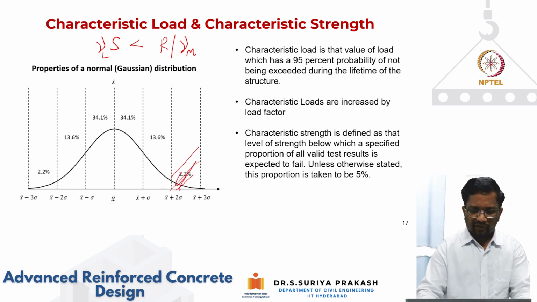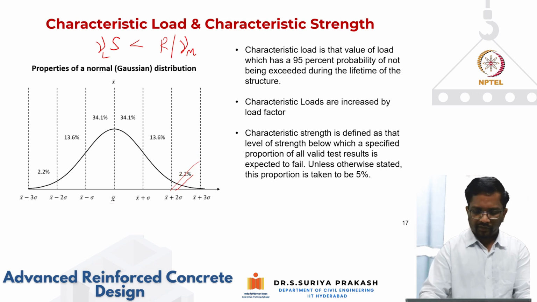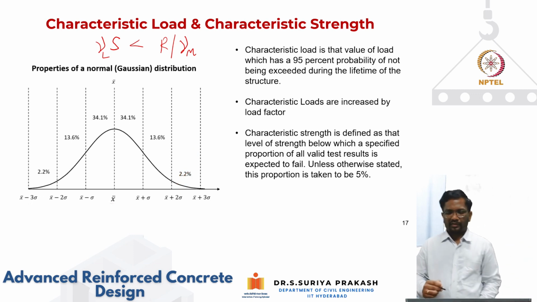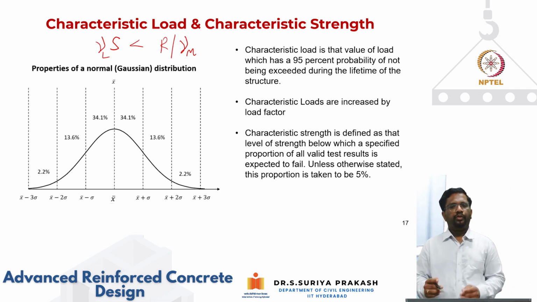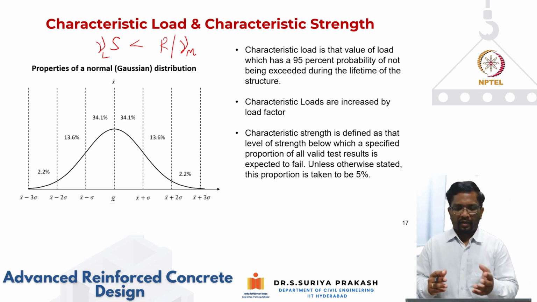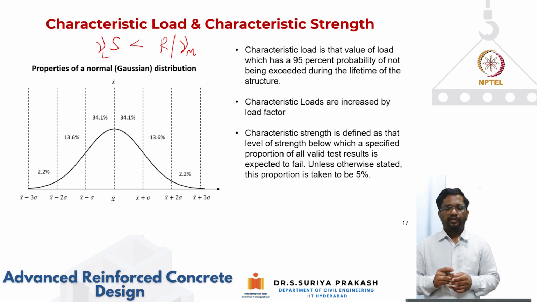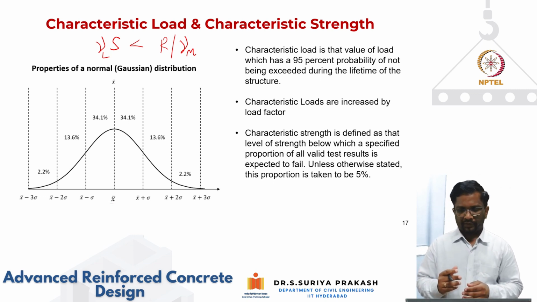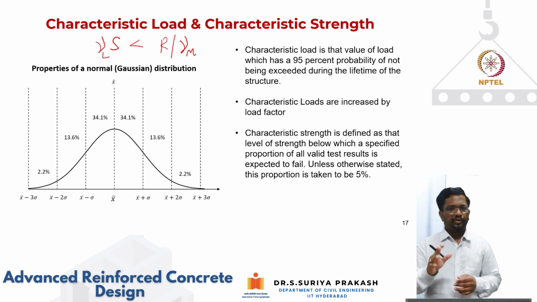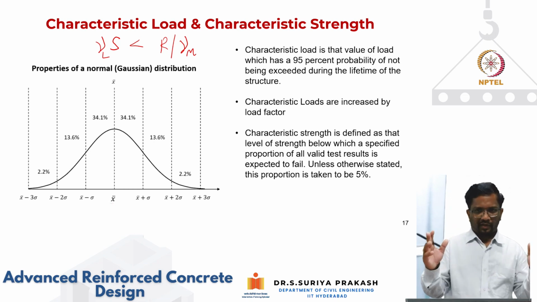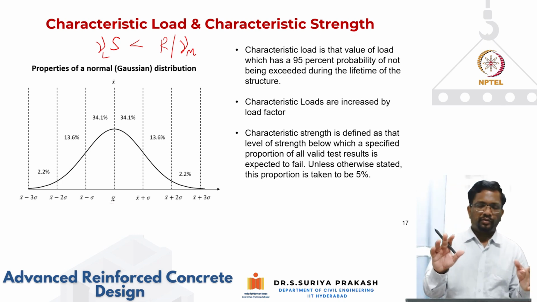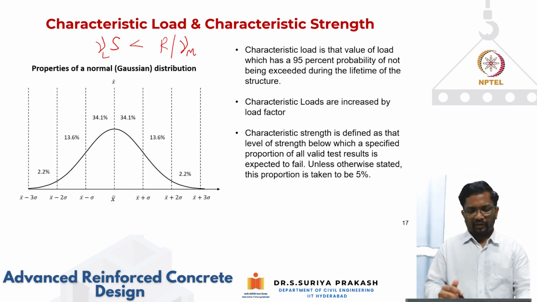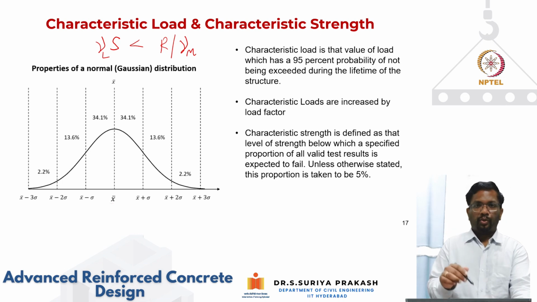Now let's see what characteristic strength is. Characteristic strength is defined as the level of strength below which a specified portion of all the valid test results is expected to fail. Unless otherwise stated, we usually take it as 5%. If you test 100 samples of cube strength, only 5 samples are expected to go below that specified value. So what we have to do is choose a lower value of strength.